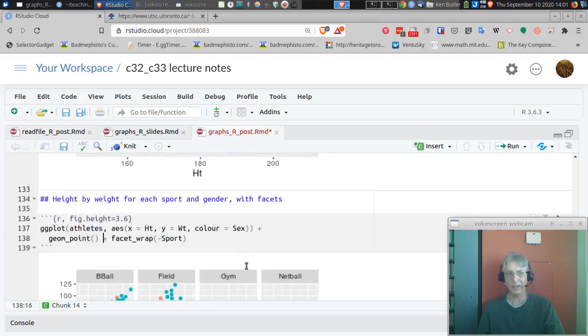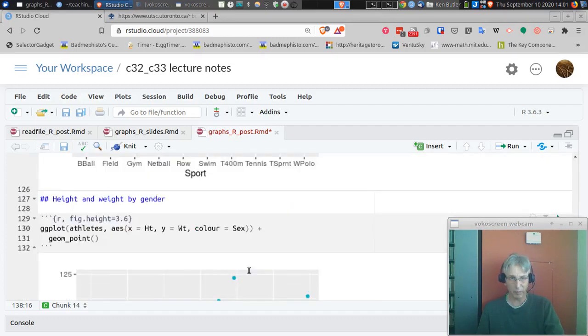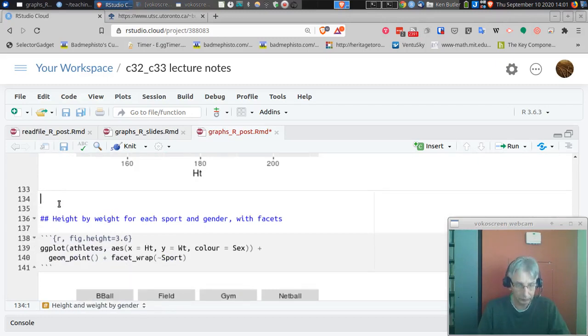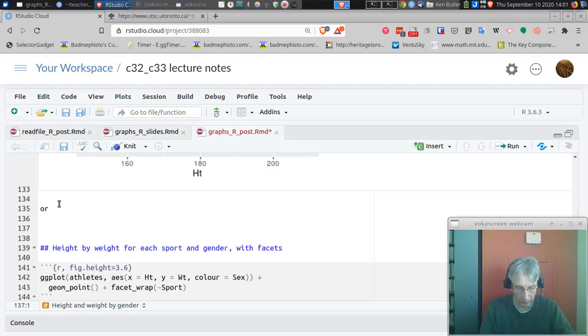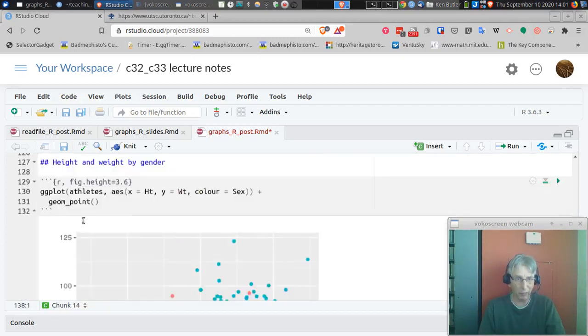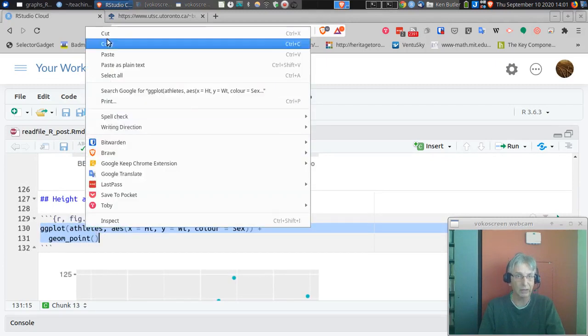And I'm now thinking that I could have done something like that earlier. For example, if I wanted to do height and weight for males and females. So let's see if we can squeeze that in here. So let's make a scatter plot of height versus weight, ignoring the genders first. So we'll copy this, and then we'll edit that.